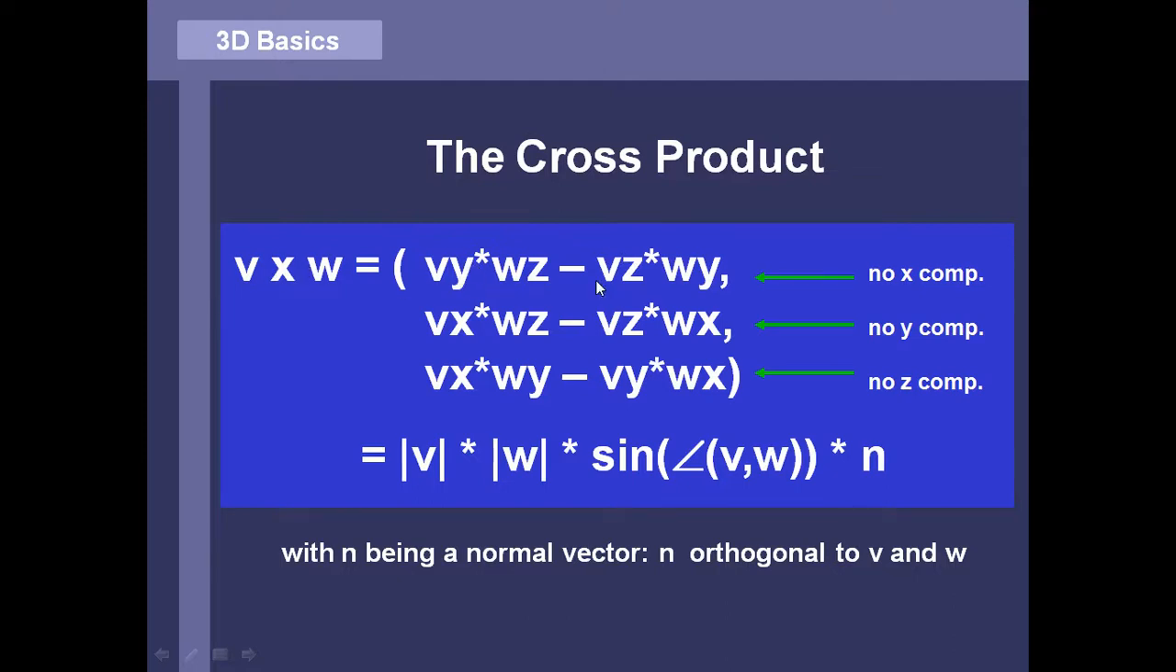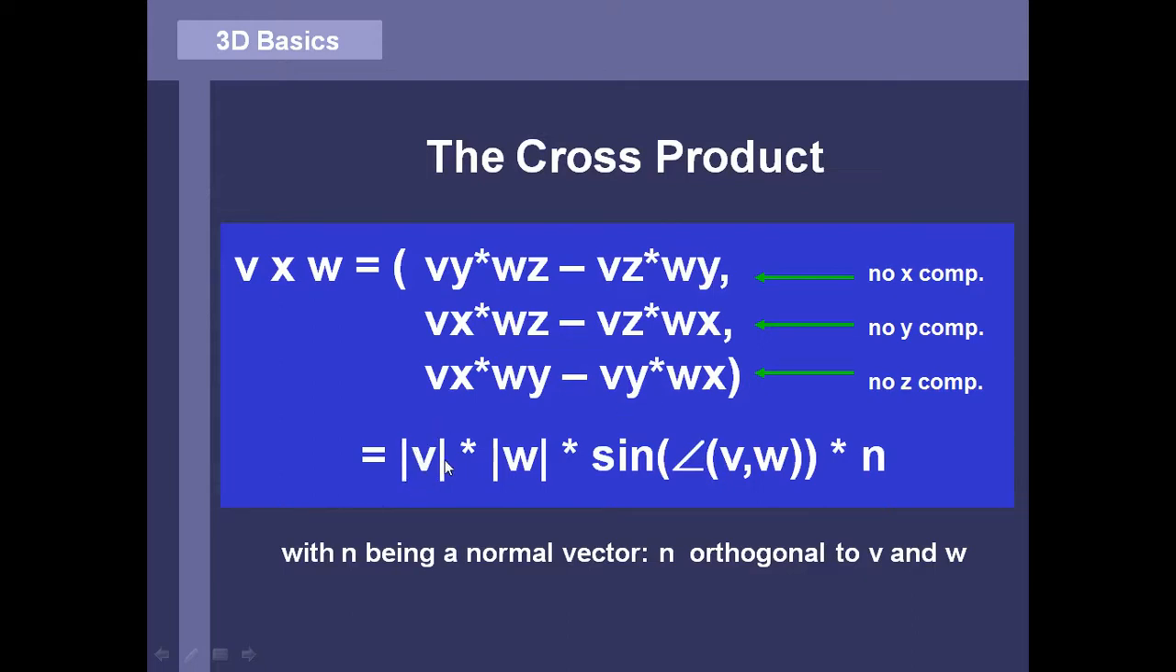So how is this computed? See, there is no x component, no y component, no z component. So this is yz, meaning you multiply it and then subtract zy, then xz and zx, then xy and yx. You are not going to use any x component, no y component, no z component. So this is how this is computed.